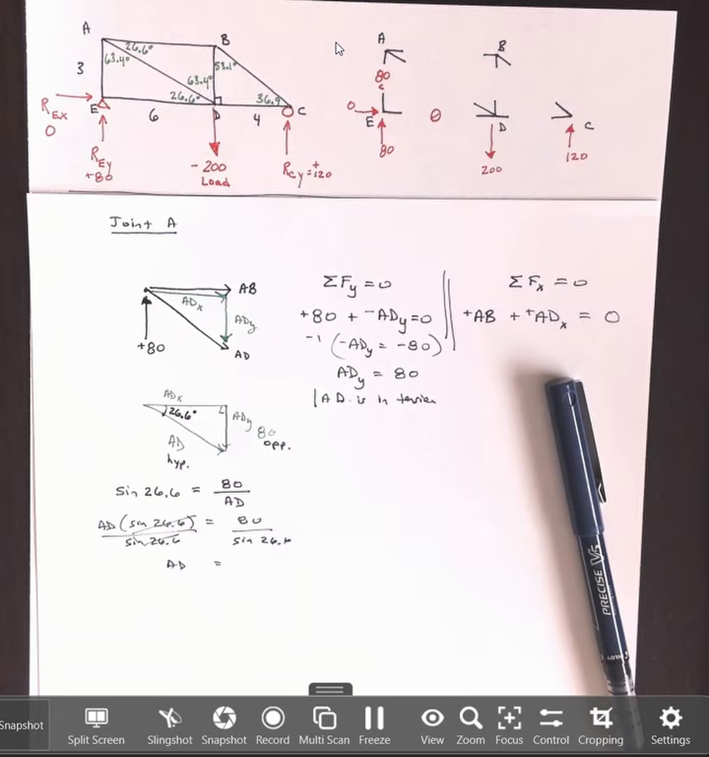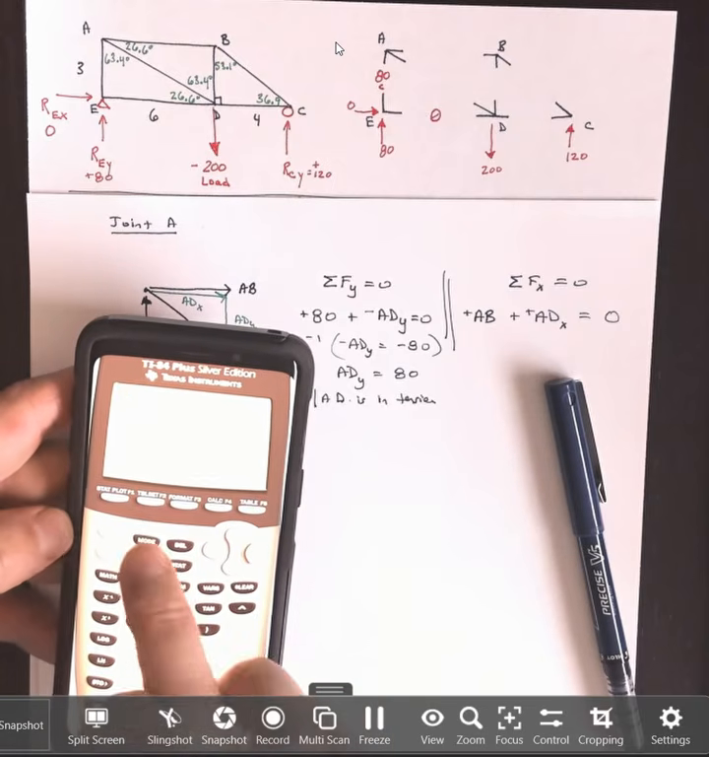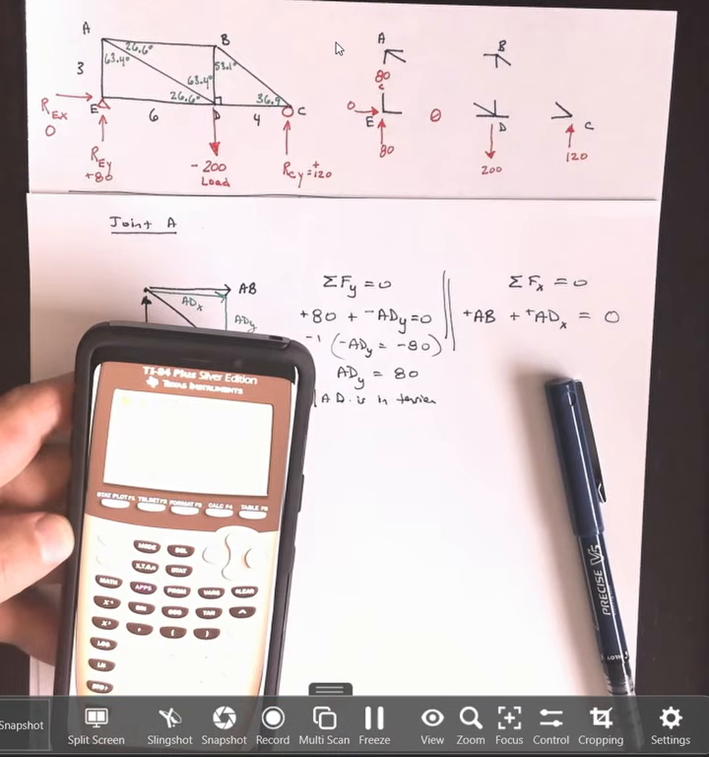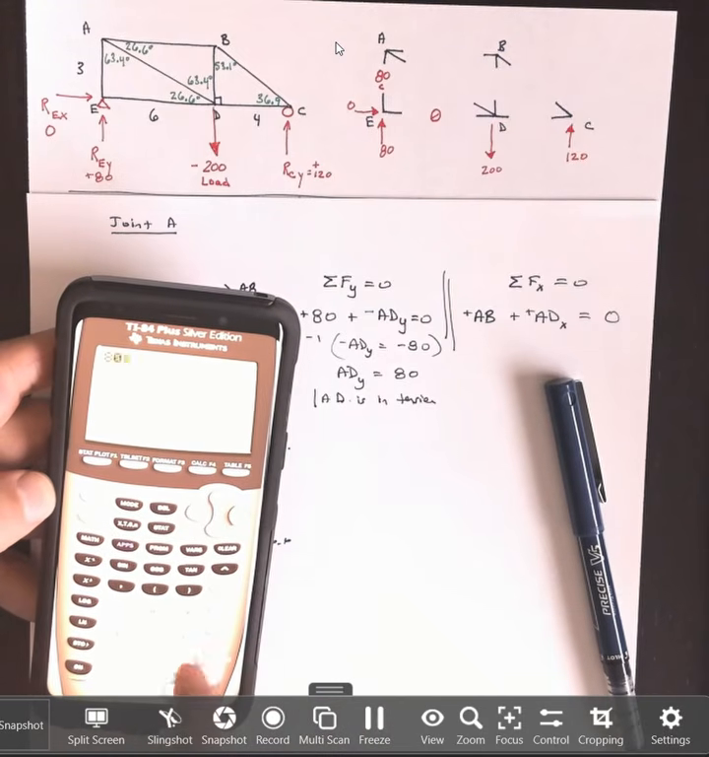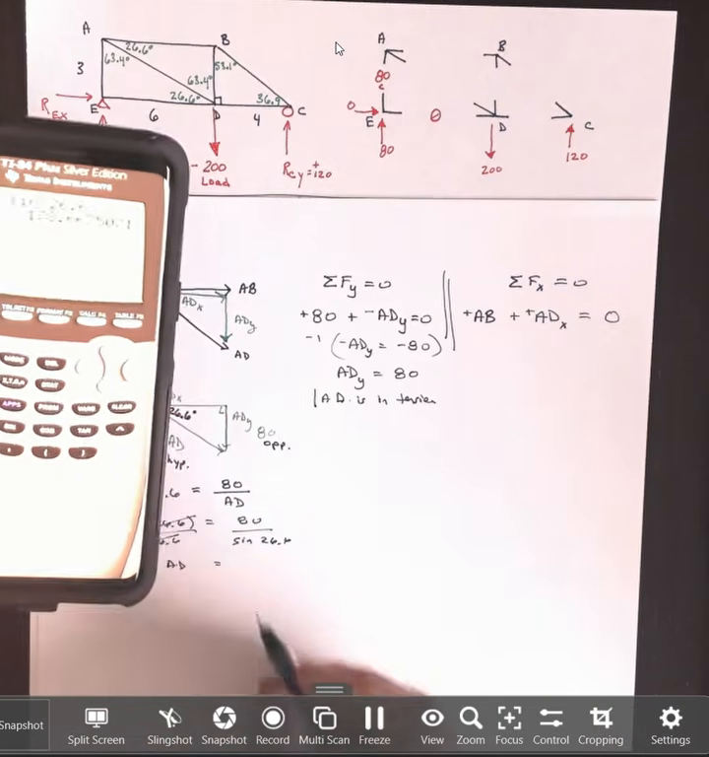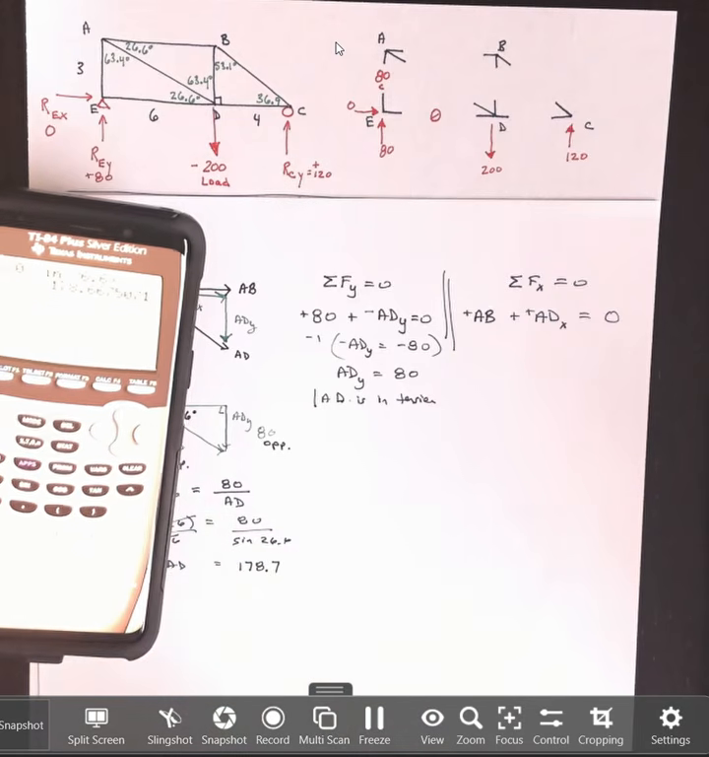So that's what I need to solve on my calculator. Maybe it's easier for me to pull up a graphing calculator. With a graphing calculator or any calculator using trig, make sure you are in degrees. I'm going to check my mode. You can see I'm in degrees right there. Okay. So I just need to do 80 divided by the sine of 26.6. And I get 178 point, I'm going to round that to 7. So 178.7 units of force of magnitude.